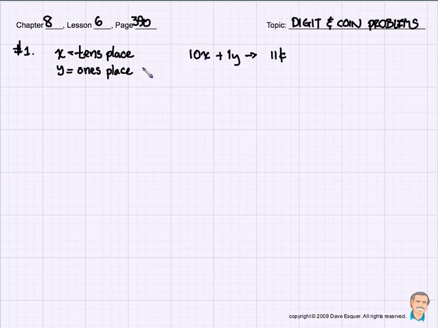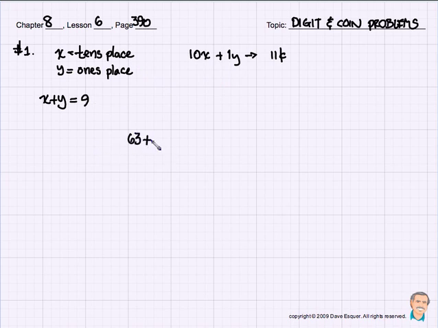Problem number 1 says the sum of the digits of this two-digit number, the x's and the y's, is equal to 9. Well, that's not so bad. x plus y is equal to 9. If I add up the digits, x plus y is 9. Now here comes the tricky part. If the digits are reversed, the new number is 63 greater than the original number. Well, the first number, if we wanted to write this down, would be 10x plus y. That gives me the number itself.